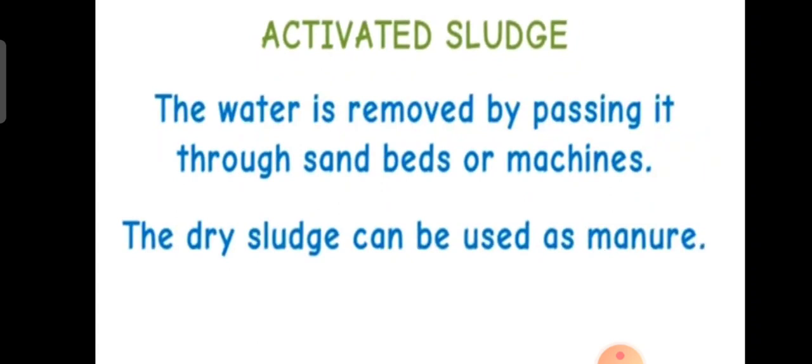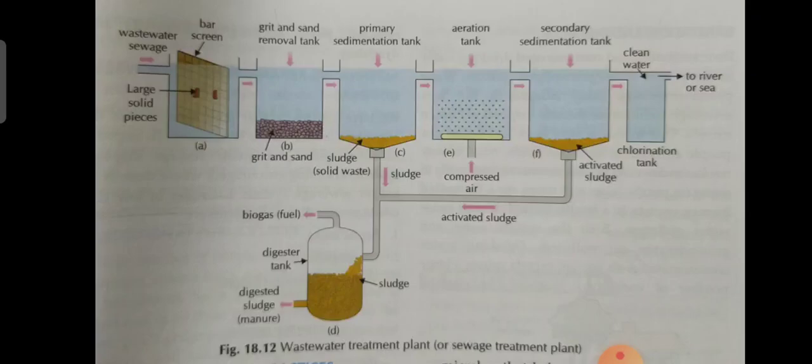Now the water is removed by passing it through sand beds or machines. Okay, and the dry sludge can be used as manure. You can see here the sedimentation tank is attached to the digester tank with the help of a pipe. So activated sludge from here is passed into the digester tank, where it is used to prepare biogas and then as manure. Means activated sludge is sent to the digester tank for the production of biogas.